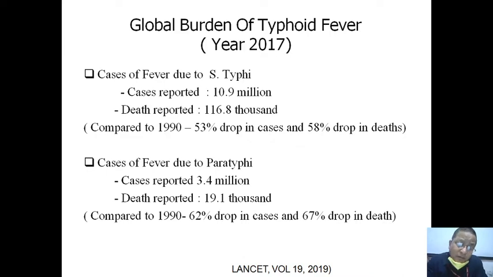I already mentioned that typhoid fever is a major public health problem because it is a disease of low socioeconomic condition. If you look at the overall morbidity and mortality associated with the disease, in a study published in the Lancet in 2019, it was found that in 2017 almost 11 million cases were reported, and about 117,000 deaths were described. But from 1991 to 2017, there has been a drastic drop in the number of cases of typhoid fever, about a 53% drop in cases, as well as a 58% drop in deaths.